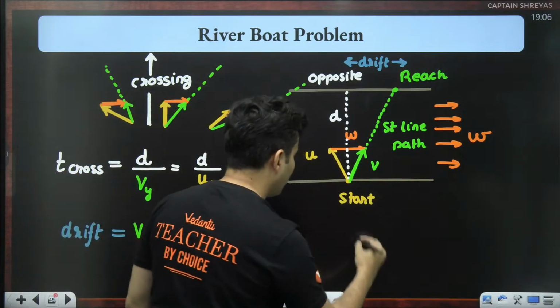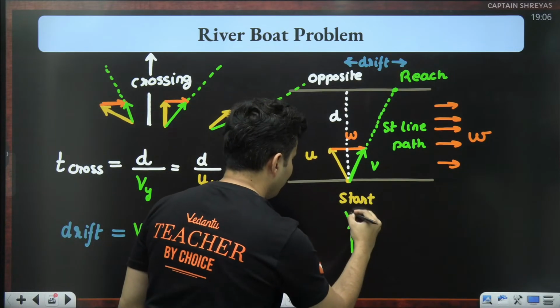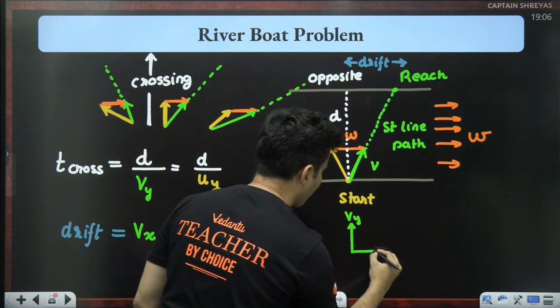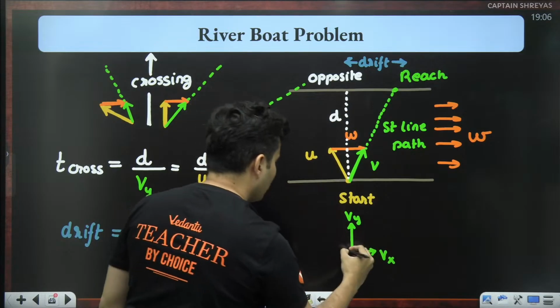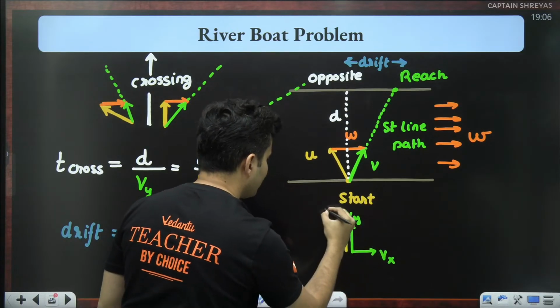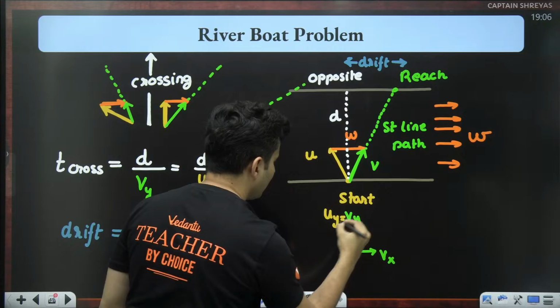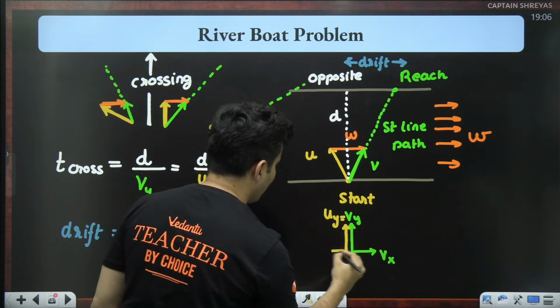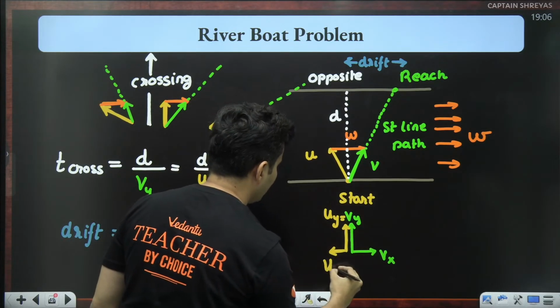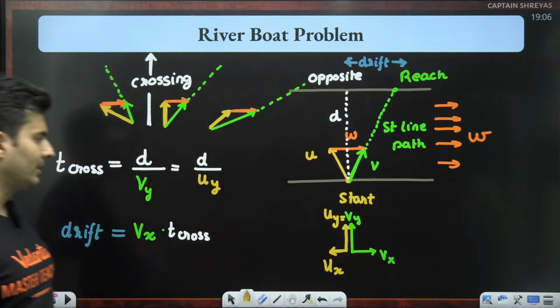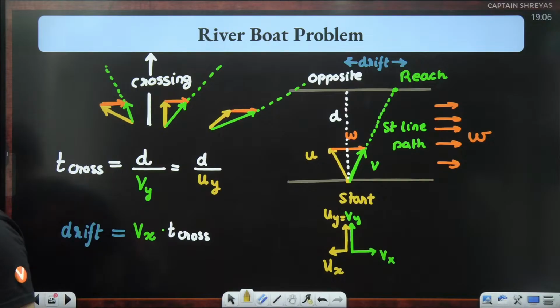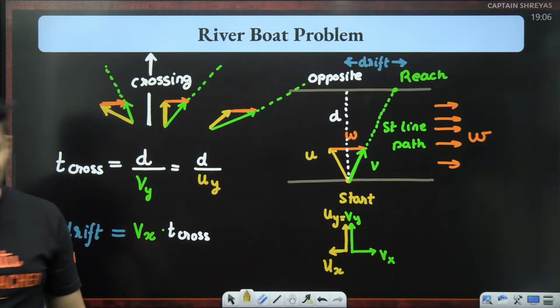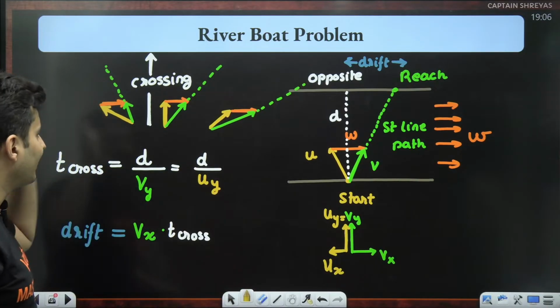That's going to be the drift. So remember all these things. Your Vy will be like this, Vx will be like this. Uy will be the same as Vy. Ux can have any value, that's okay. Nothing wrong with that. Keep that in mind. Okay, so this is the main general equation.